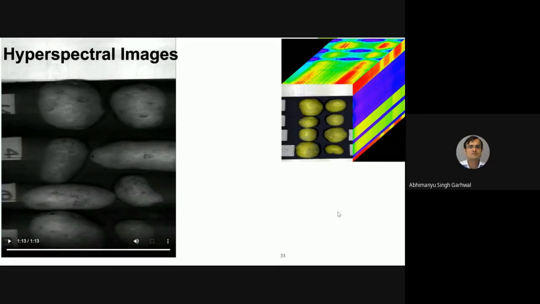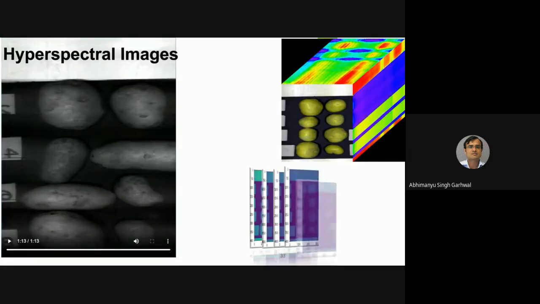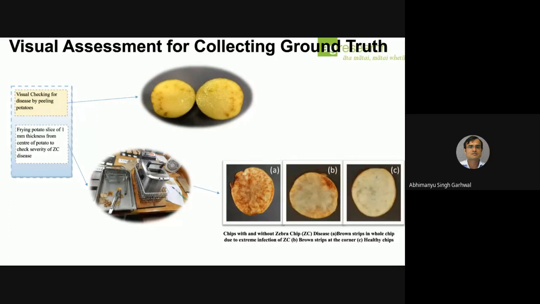Okay. So these are different images, just for the explanation. That's the validation test that I explained. We cut them down and fry them to check whether they are diseased or healthy. So this is the extremely diseased potato, highly infected, mildly infected, and this is the healthy potato chips.